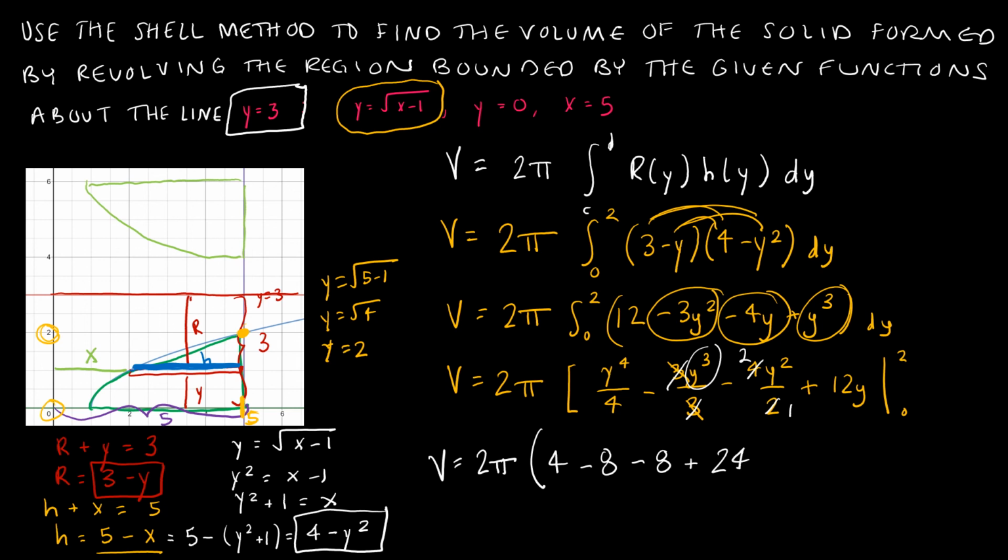And then if you'll notice, if I plug 0 in, I'm just going to get a lot of zeros. So it's just minus 0. So now I have 2 pi. And then I have 4 minus 8, which is negative 4, minus 8, which is negative 12, plus 24 makes it positive 12. So my final answer is 24 pi cubic units.